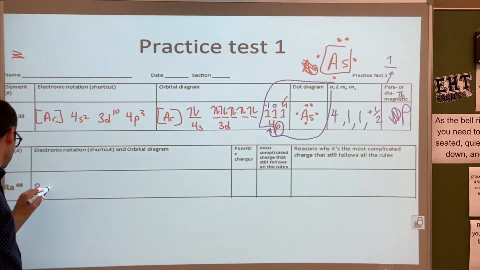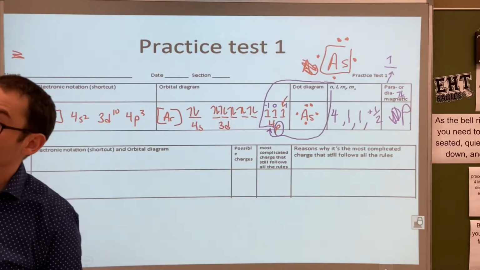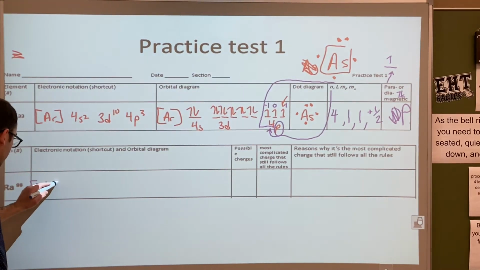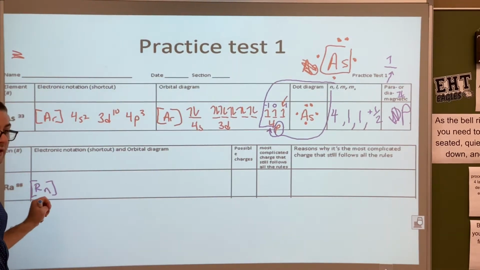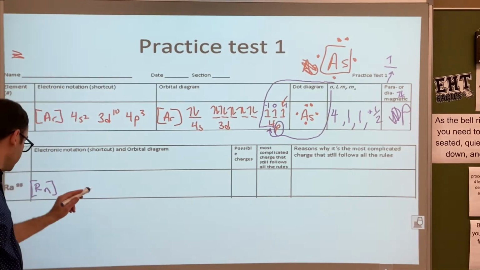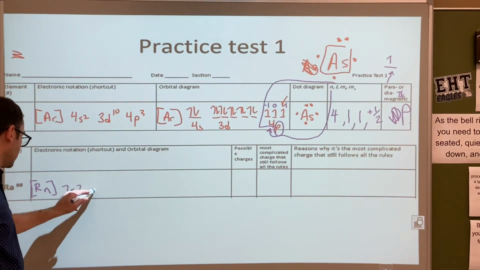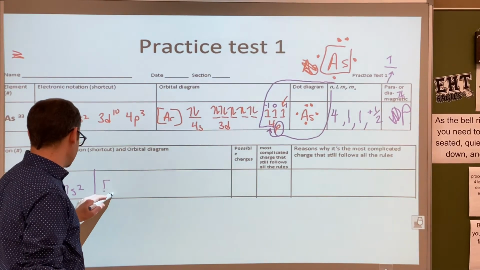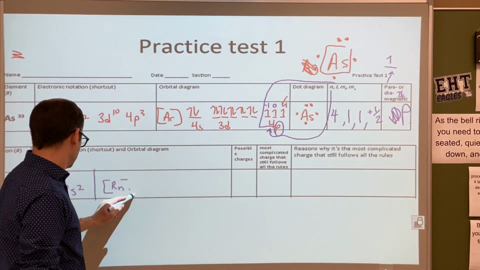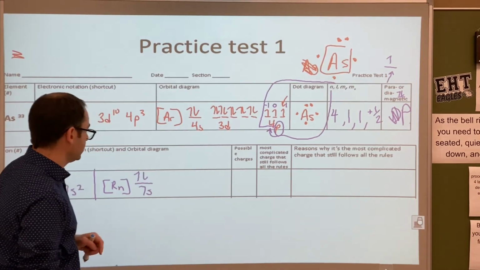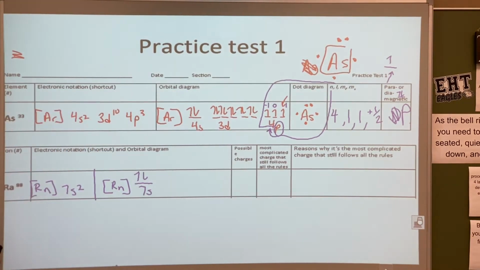Ra. What's the noble gas that comes before radium? Radon, yeah, I started to write it. Radon. And then what do we put after radon? We look, it's 7s2. Okay, so 7s2. And then we do the orbital diagram, which is the same thing, Rn, 7s2. Okay. Is it a transition metal?